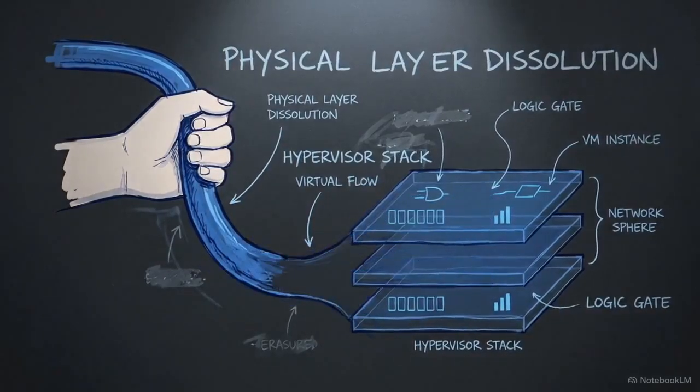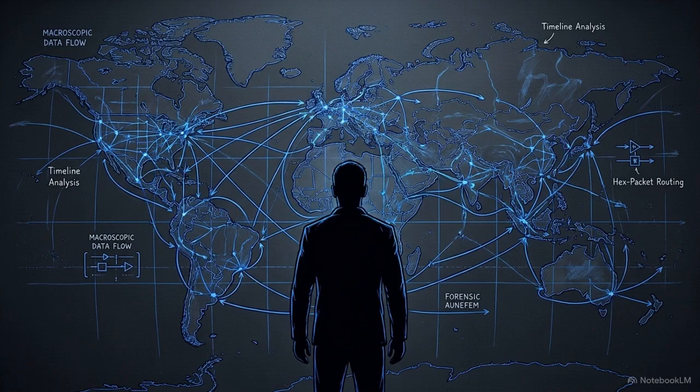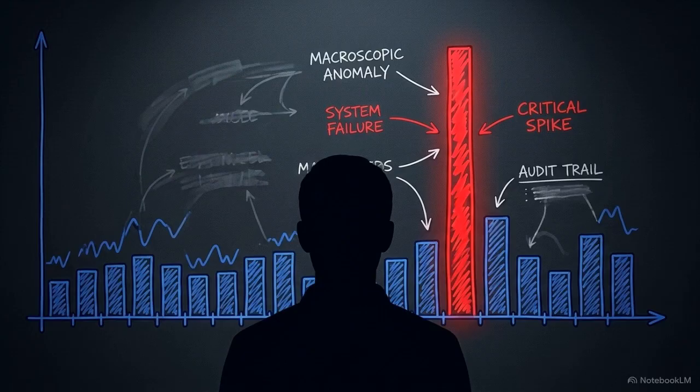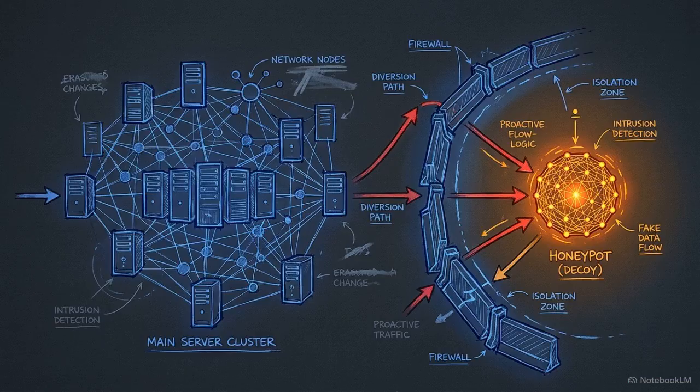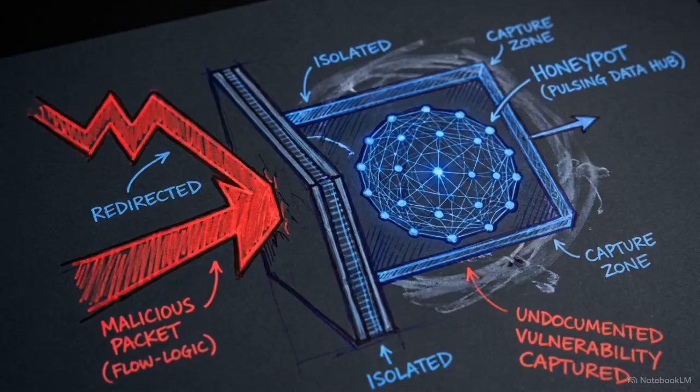A proper network investigation operates across multiple scales. It starts by finding macroscopic traffic anomalies in server logs and ends by dissecting the microscopic TCP flags hidden inside individual packet capture files. It relies on proactive architecture. Honeynets and intrusion detection systems must be in place to capture undocumented vulnerabilities before they hit production systems.